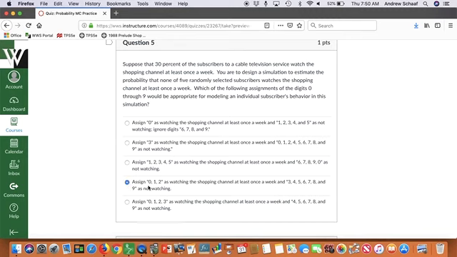I want to assign 0, 1, and 2, that's 3 of the 10 digits, or 30% of them, to be watching the shopping channel. That means the remaining digits represent someone who is not watching the shopping channel if I randomly select one of those digits. So here, in terms of this simulation, it's important that you assign your digits to genuinely represent the probability of 30% that you're trying to simulate.